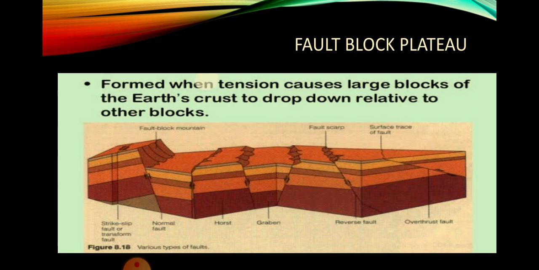Next one is a fault block plateau. These plateaus are also formed like a block mountain. Central Plateau of France is an example of it, formed when tension causes a large block of earth crust to drop down relative to other blocks. Such fault block plateaus are also accompanied by block mountains.